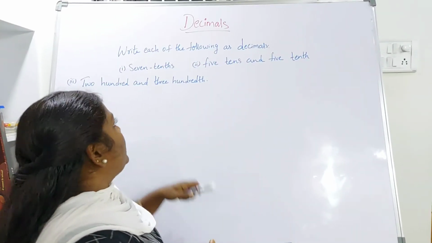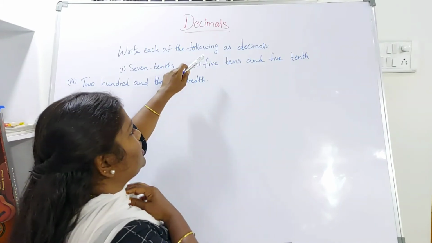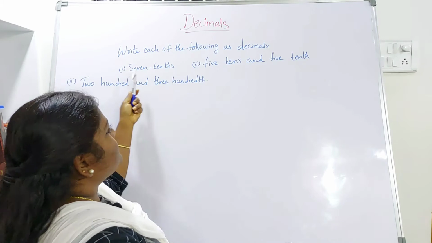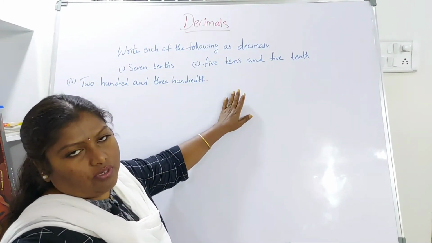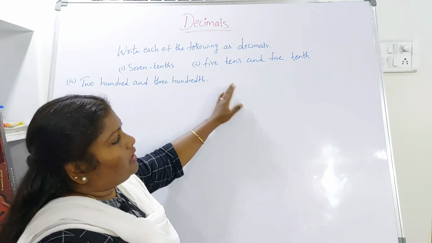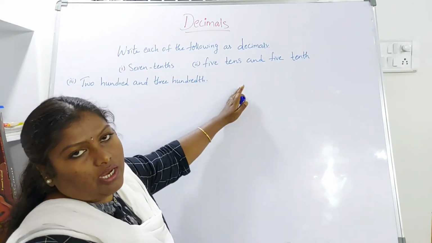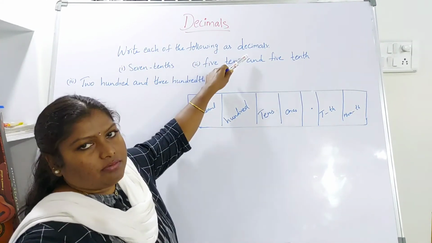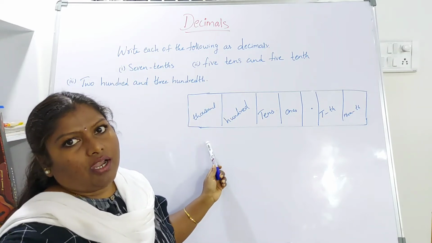So the next one is to write each of the following as decimals. Now here you need to write these numbers in decimal form. So before writing this as a decimal, we need to recall what we have learned in the introduction part, that is the place value chart of decimals. Before converting this number into a decimal, I just want to explain the place value chart.